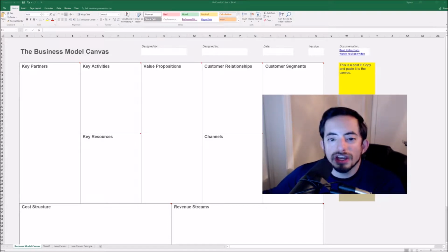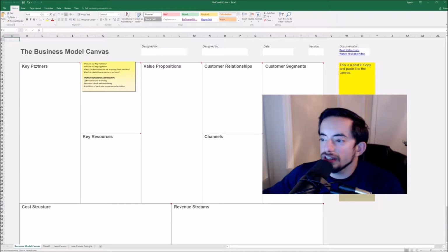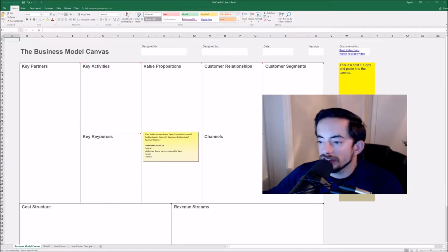First off, we have our key partners. When we do an overlay on this, it tells us this is where we put who our key partners are, who our key suppliers are, and what key resources we are acquiring from the partners. But notice that we also have a key resources section here, and this is going to be the actual resources that we'll need in order to make our business run.